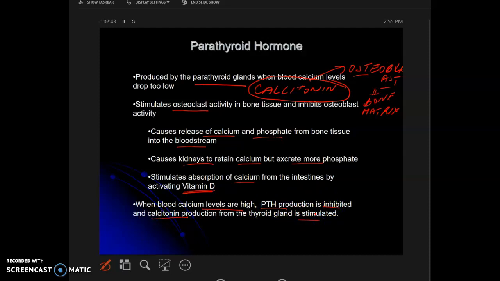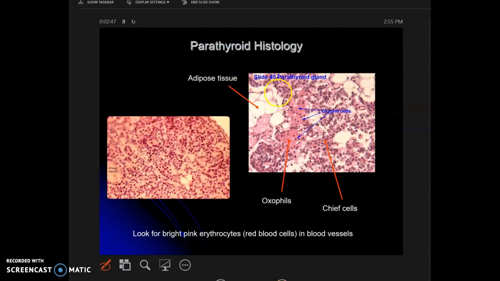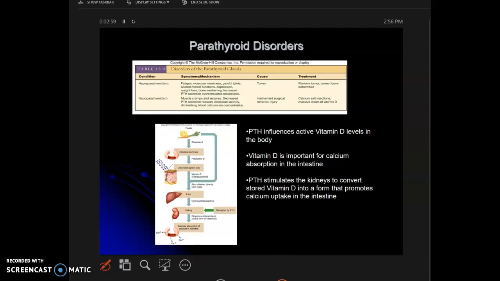You understand why, right? Now let's look at the histology, and as you can see, there are the chief cells. These chief cells are the ones that secrete parathyroid hormone.